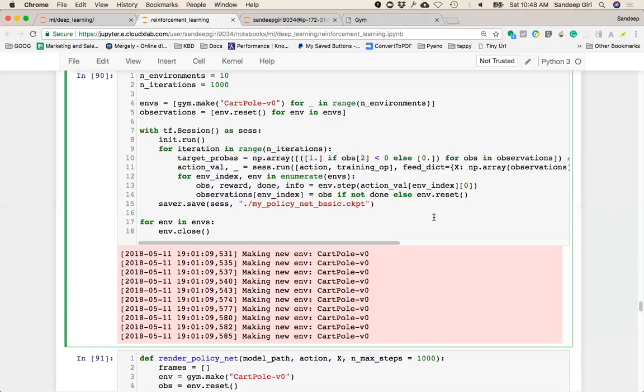Now here what we are doing is we are saying if observation 2, which is the angle of the pole, is lesser than 0, move to the left, otherwise move to the right. That's what we are doing for each of the observations in this iteration. So here we are calling the reset on every environment, and similarly for each of the observations. And we are making it run for a while.